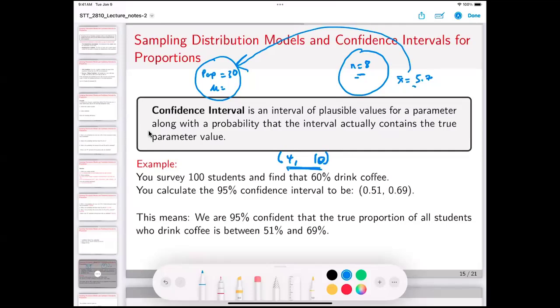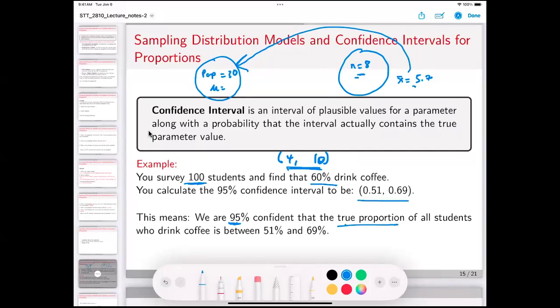So a quick example to explain that is, for example, you survey 100 students in upstate and find that 60% drink coffee. This 60% is based on the 100 students you surveyed. Does that make sense? Good. And then you calculate the 95% confidence interval to be within this range. So what it means is that we are 95% confident that the true proportion, this true proportion is not the 60%, is of the entire student population in upstate. Is that okay? Does that make sense?